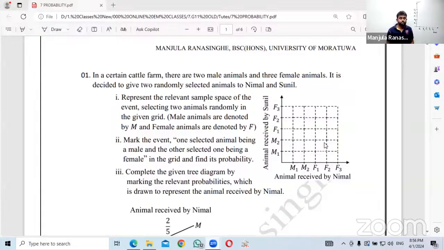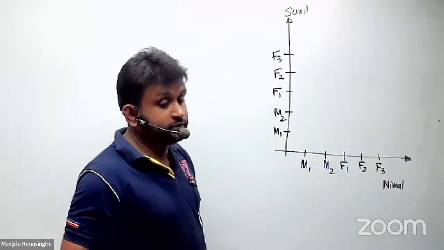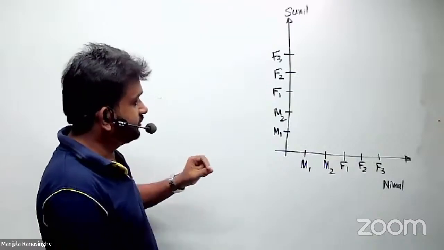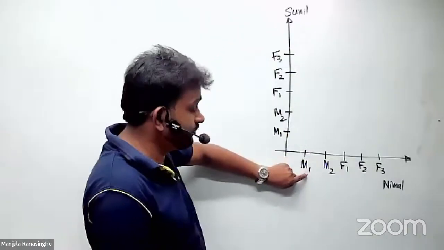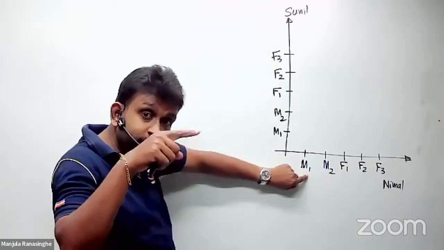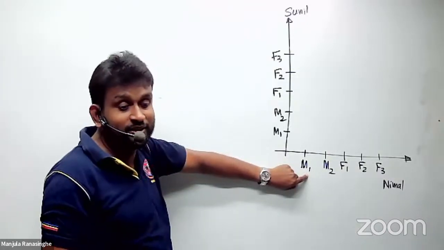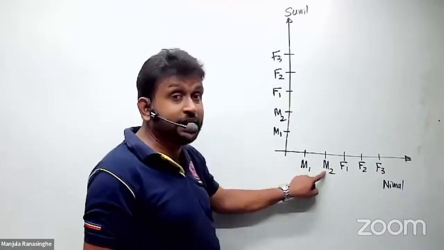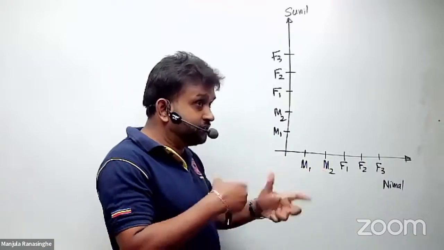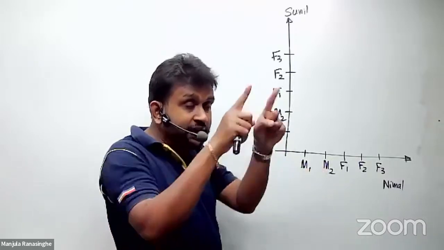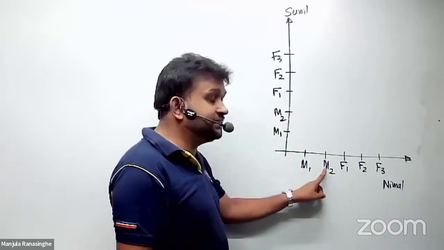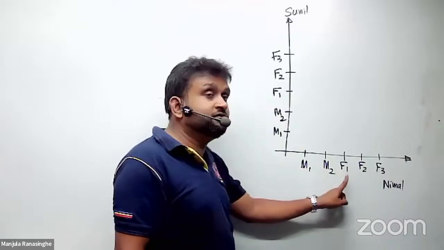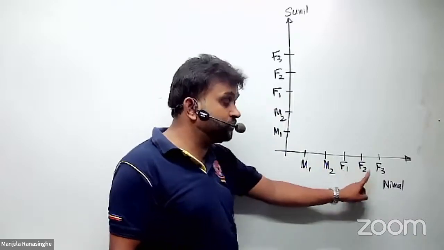Represent the relevant sample space of the event selecting 2 animals randomly in the given grid. Male animals are denoted M and females are denoted as F. Right. See the way of doing it. Imagine the male animals are labeled, M1 on his body, right? And here M2. So there are 2 male animals. We apply a tag on it, M1, and the next male M2. Likewise for female animals, F1, F2, F3.